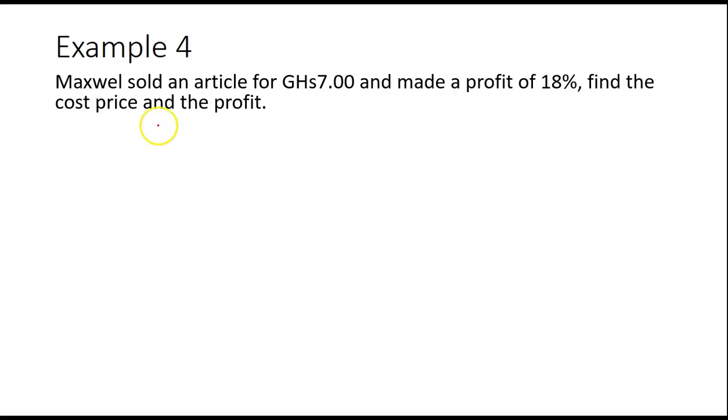Okay, let's look at example 4 quickly. Example 4 says Maxwell sold an article for 7 Ghana cedis. So meaning this is the what? Selling price, SP. He sold it for 7 Ghana cedis and made a profit of 18%. So we've been given the rate of what? Of profit. Find the cost price and the profit.